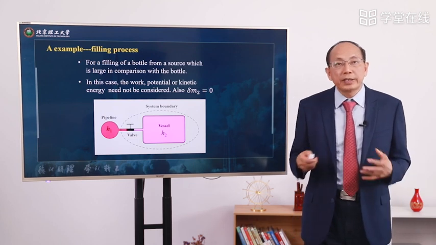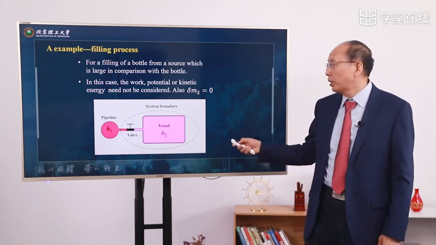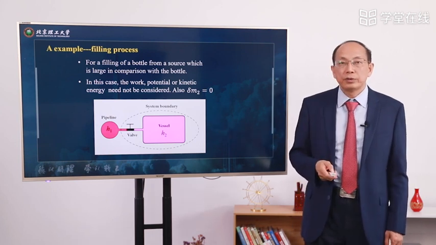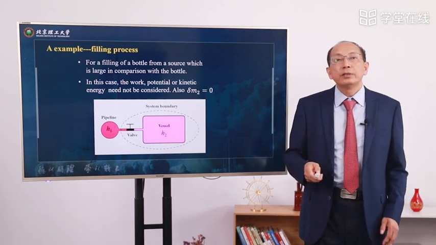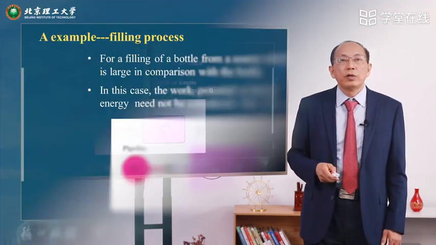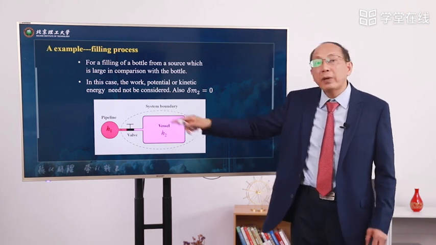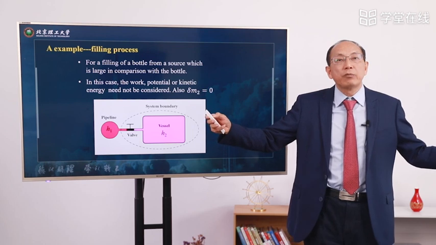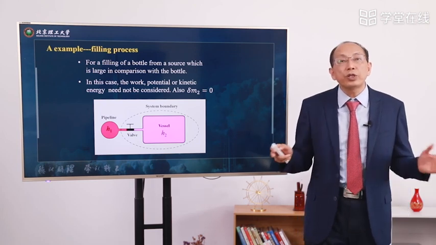Now we give an example. The first example is the filling process. In a filling process, like this picture, there is an input and no output. Especially when the parameters in the main pipeline are constant, the problem becomes simple. For example, filling a bottle from a source which is larger in comparison with the bottle. Here is a pipeline, which may be very big, and here is a very small vessel. We can think the parameters of the pipeline do not change.